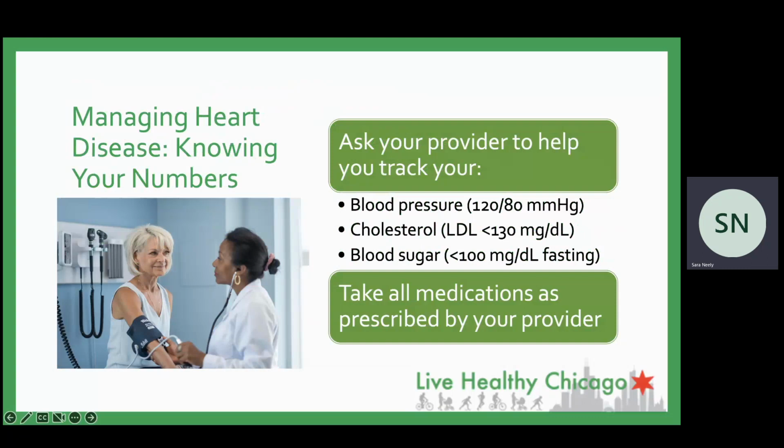It's important to know the indicators for heart disease if you've been diagnosed or if you're at risk. When you're aware of your blood pressure, cholesterol, and blood sugar, you can track them to see if your numbers are going in the right direction or not. Ask your provider for help to make sure you can keep an eye on these indicators.